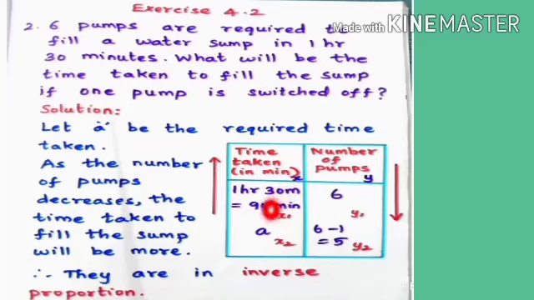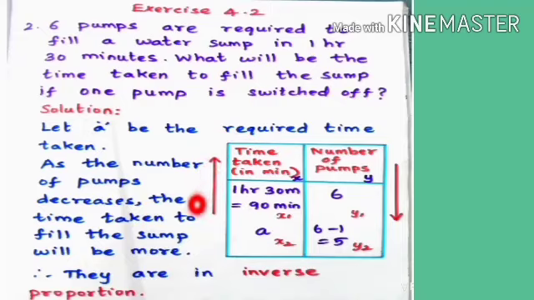So from this we can easily understand that it is again an inverse problem. So what is inverse proportion? Inverse proportion occurs when one value increases, the other value decreases. Once again I'll tell you, students, see what is inverse proportion?